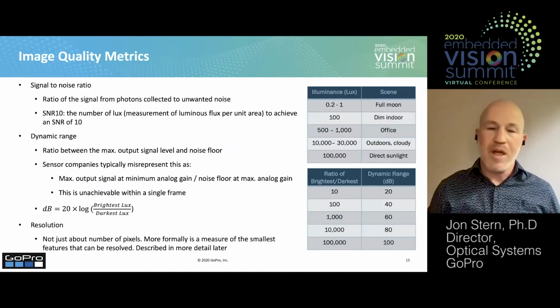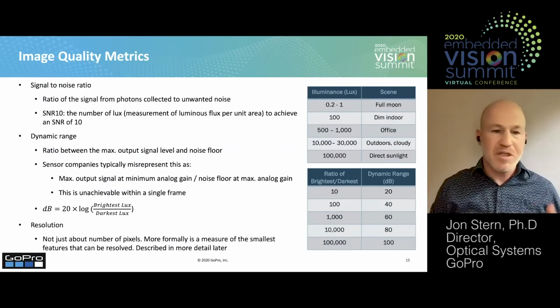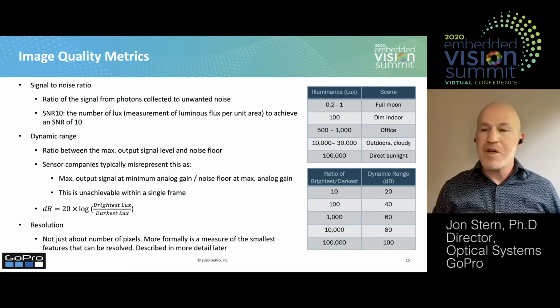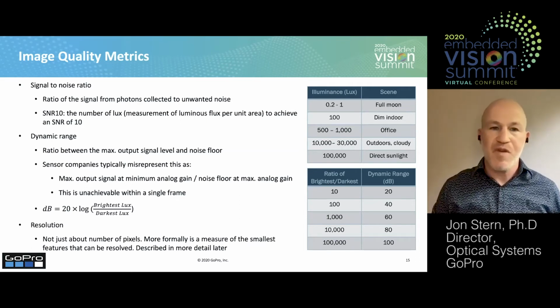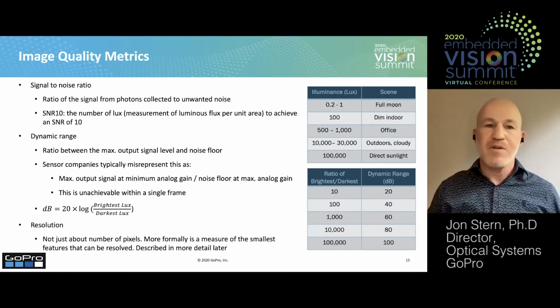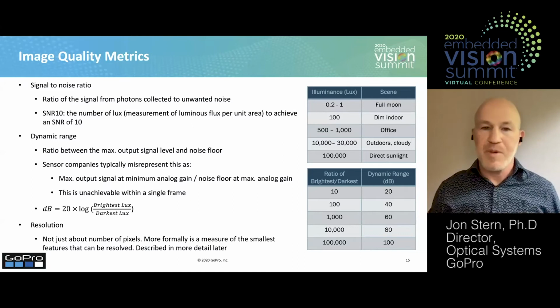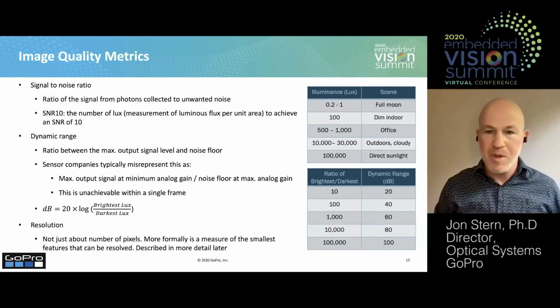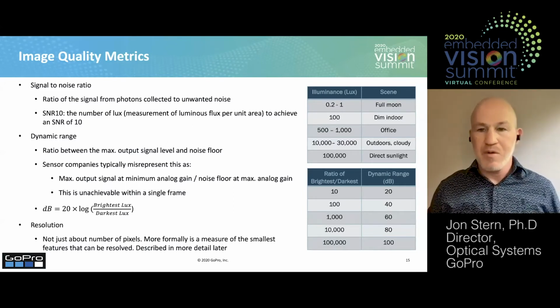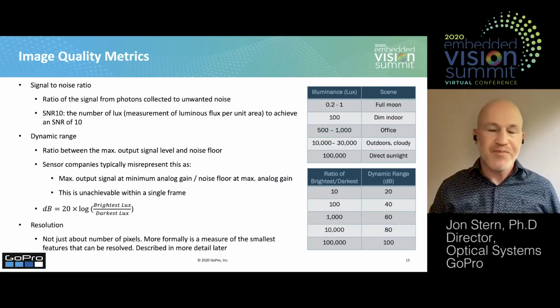There are many, many image quality metrics. I'll just touch on a few here. First is signal to noise ratio, which is the ratio of the signal from photons to unwanted noise. Quite a useful metric that came from mobile phones is SNR10. This is the number of lux, a measurement of luminous flux per unit area, needed to achieve a signal to noise ratio of 10.